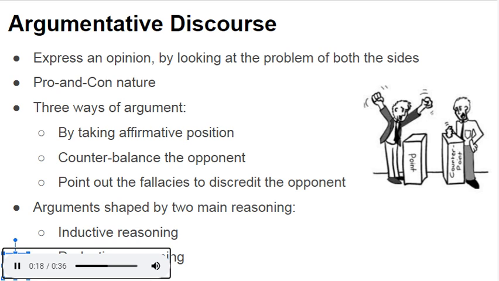Now reasoning could be of two kinds. Inductive, which is generally used in our day-to-day life, is based on your general observation and the conclusion is generally true. Now deductive is based on certain facts and principles and is very rarely used.